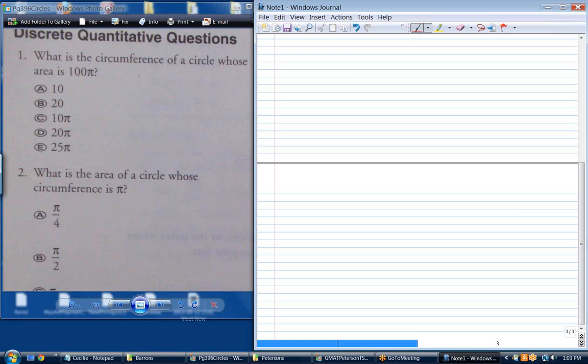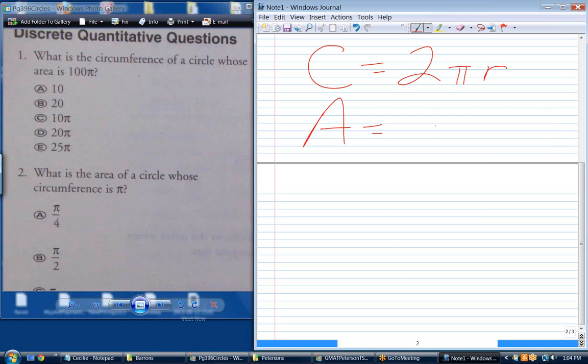Okay, let's pick up with circles. We finished quads. So can you see this first question? What's the circumference of a circle whose area is 100 pi? Well, the formula for circumference is 2 pi r, right? Correct. What's the formula for area? Because those are the two big ones. Pi r squared. And that's the only two you really need to know. Okay, so how do we answer this question?